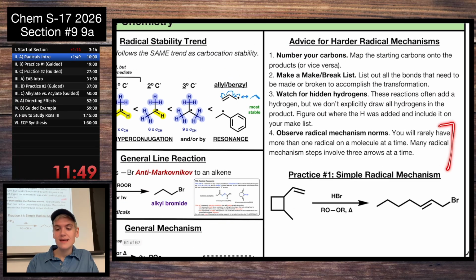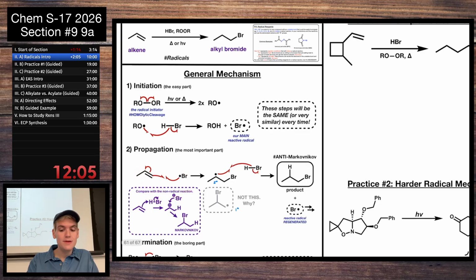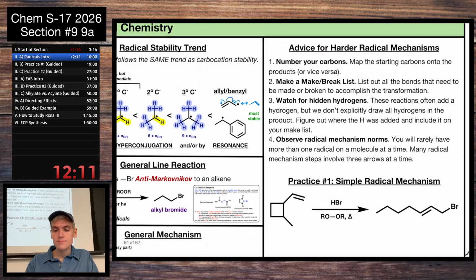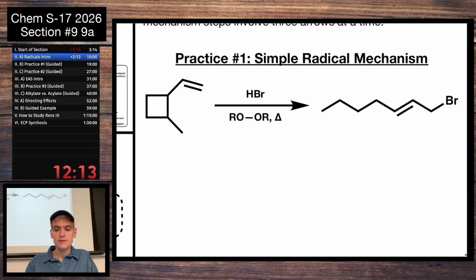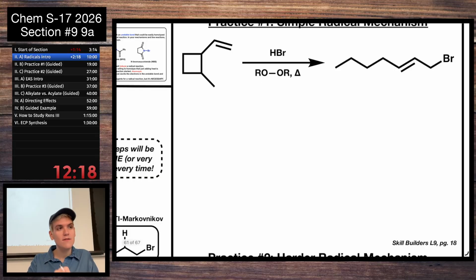Then the last thing is observe radical mechanism norms. Generally speaking, if you have the option to form a more stable or less stable radical, you'll form the more stable one. You're not going to have more than one radical on a molecule at a time. Most radical propagation steps have 3 arrows at a time, 2 that make a bond, 1 that makes a new radical. But with that, let's do this analysis and do this first one together. Simple radical mechanism. This is page 18 of the Scale Builders.